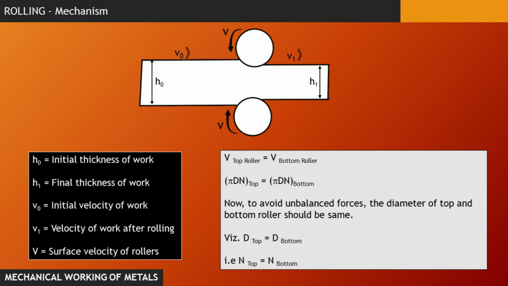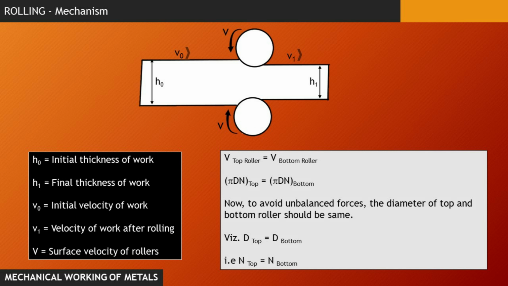Now, right now we are trying to avoid certain unbalanced forces which are being generated. And we have seen the velocity of the two rollers are same for the same cause. Or we can say pi DN of the top is equal to pi DN of the bottom. Now again, to avoid unbalanced forces, the diameters of the top and the bottom rollers should also be same.